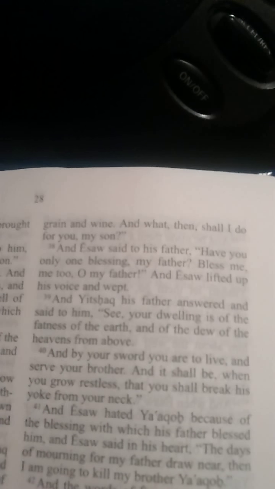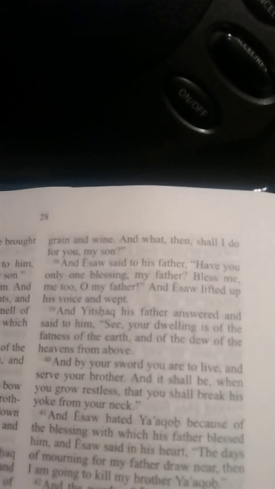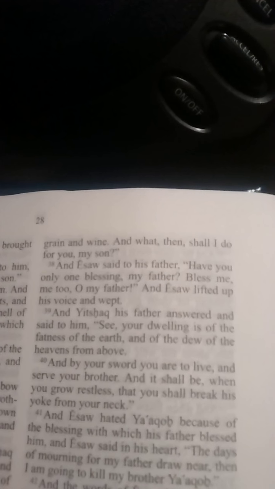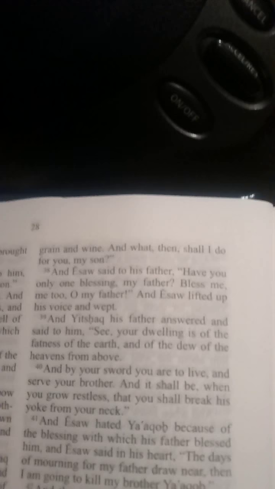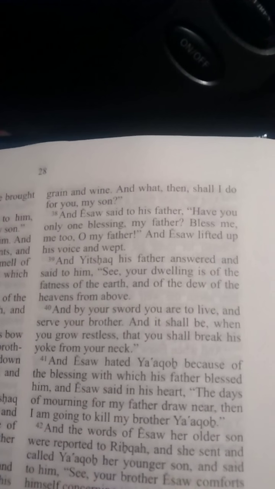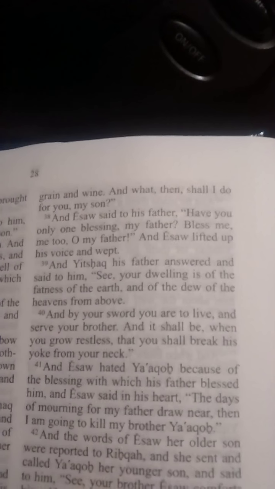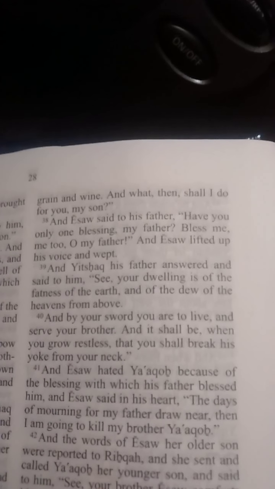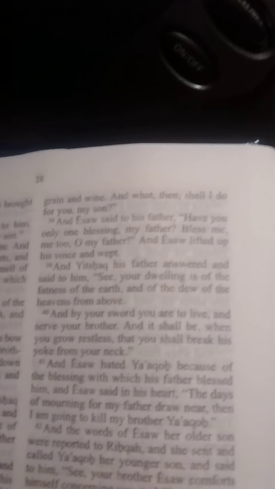And Jacob, his father Yitzhak, answered him. His father answered Esau, saying, "See, your dwelling is of the fatness of the earth and the dew of the heaven above. And by your sword you are to live and to serve your brother. And it shall come to pass, when you grow restless, that you shall break his yoke from your neck." And Esau hated his brother because of the blessing, etc., etc.